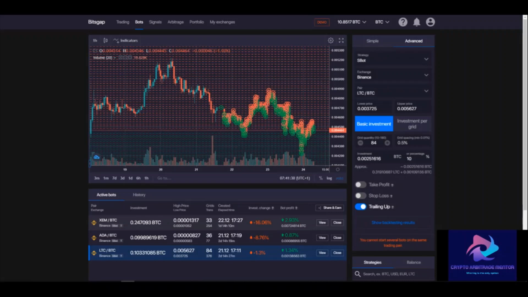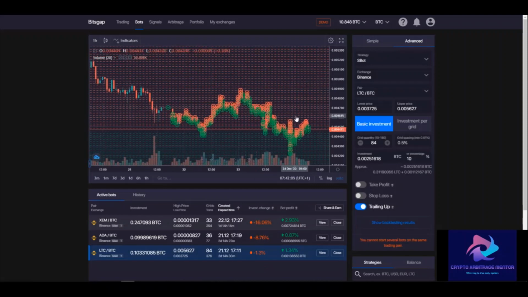You can see that the first bot we created is a Litecoin BTC bot, and the bot profit is, of course, still making profits. It is 1.34% of bot profit, but the investment change has decreased to 1.3%, and this is because the value of Litecoin against BTC is going down, as you can see here in the chart.